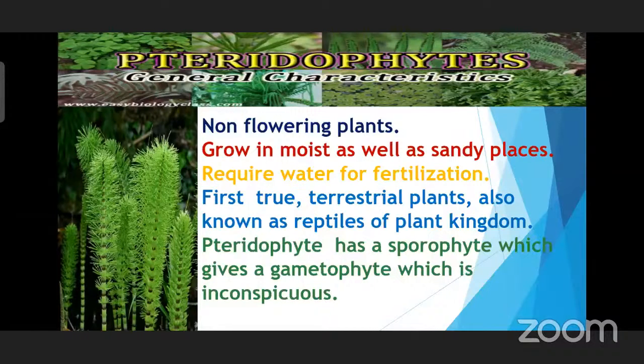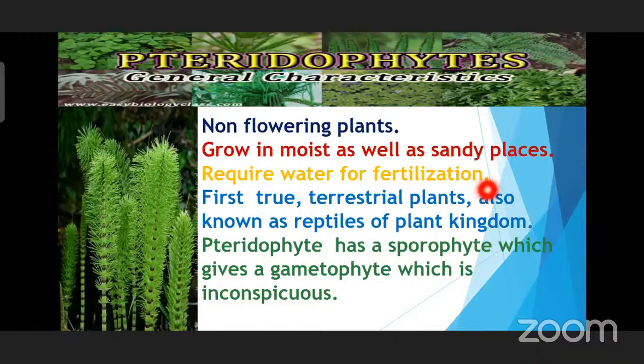also require water. They are amphibians of the plant kingdom. That means they also require water as well as soil. But here pteridophytes are growing completely on the land, so they are the first land plants. That's why they are the reptiles of plant kingdom, and they are true.